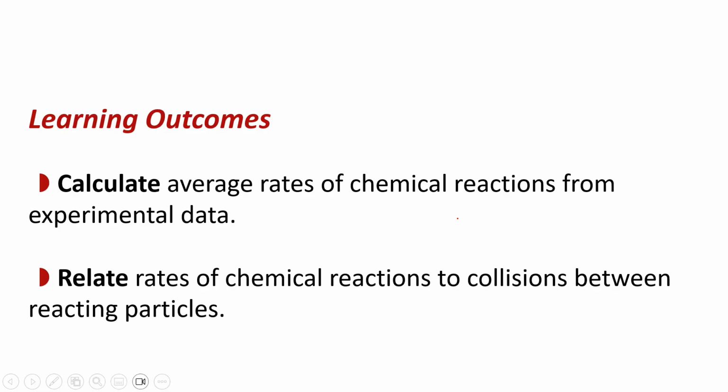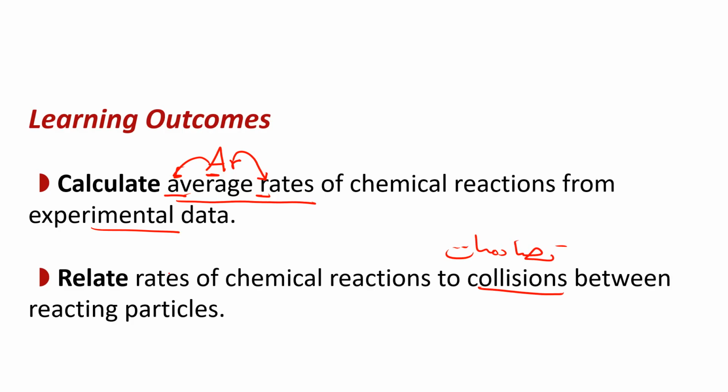Okay, so you will be able to calculate the average rates. When you see average rate, I will call it AR, A from average and R from rate, of chemical reactions from experimental data. And then we will relate rates of chemical reactions to collisions, تصادمات, between reacting particles, ما بين الجسيمات المتفاعلة. Okay, so these are the main learning objectives of the lesson.